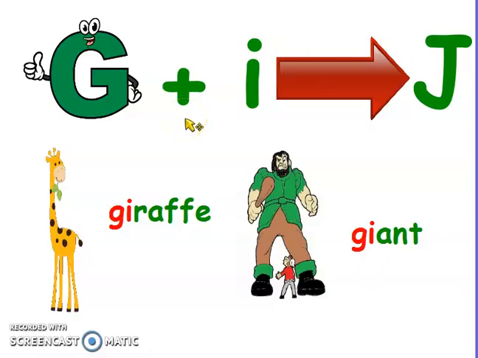Number 1. If the letter G is followed by the letter I, it's pronounced J. Look at these examples. Giraffe, giant. Here we have letter G followed by I. It's pronounced J, as in giraffe, giant. This is number 1. Number 2.